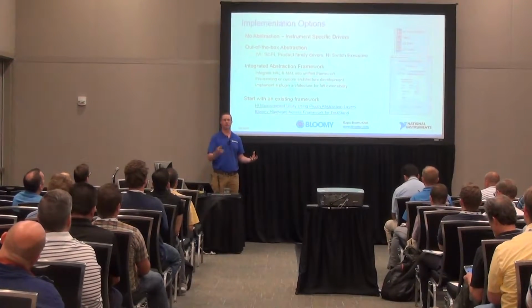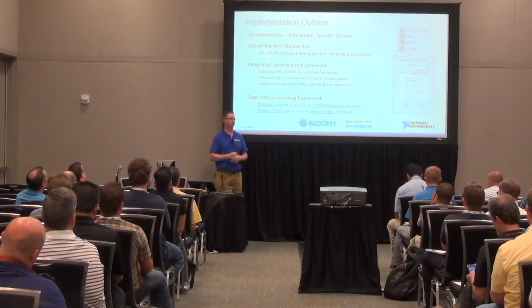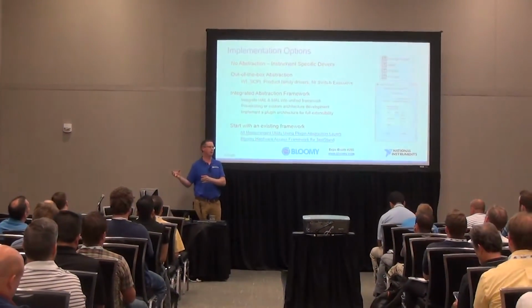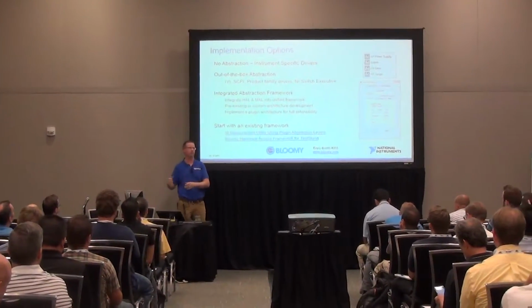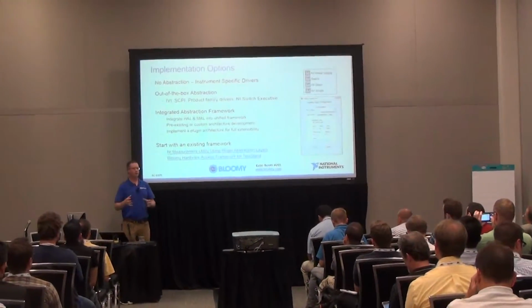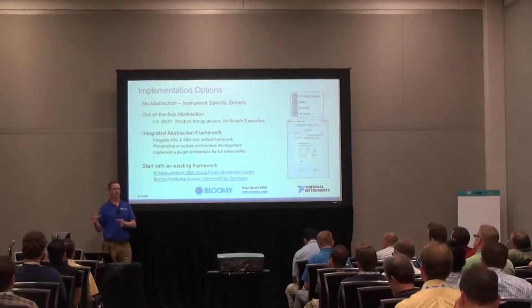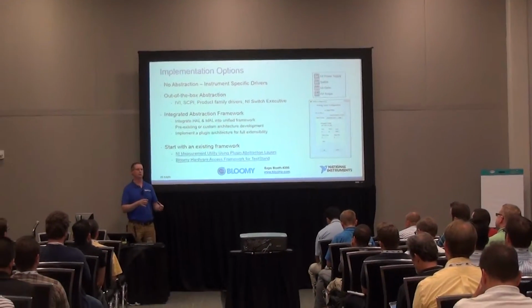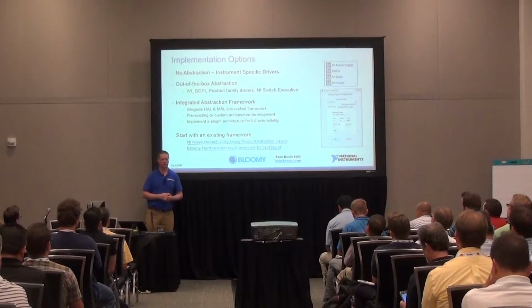Initially, you could just write very specific code modules that do exactly what you want. The benefit being you don't really have to think about anything in the future. You just implement what you need. However, with very little additional forethought, you can use out-of-the-box abstraction, and this is where we get into the IVI.